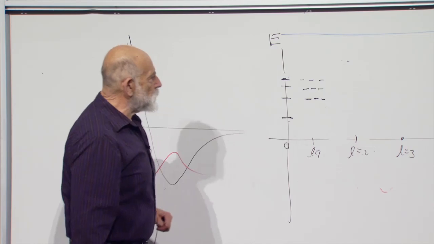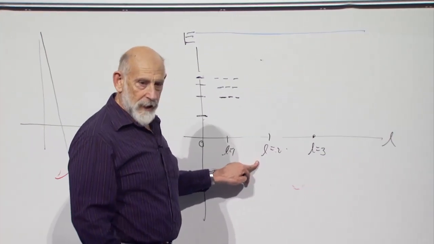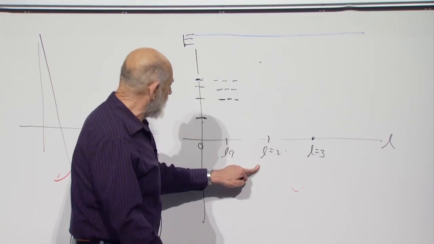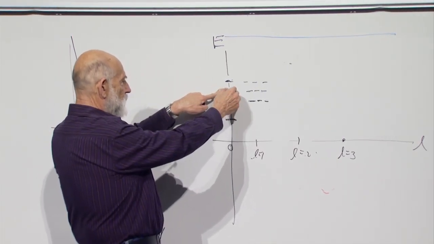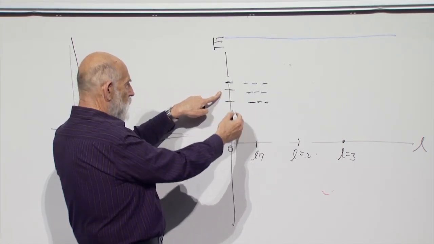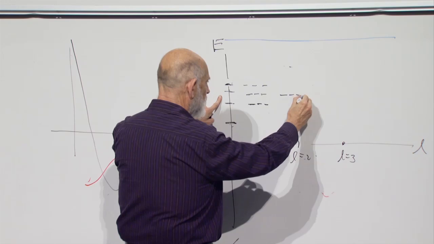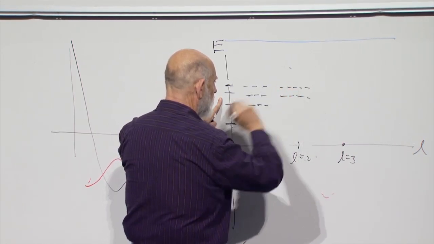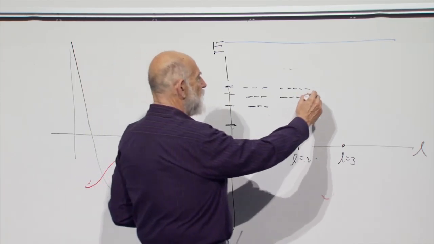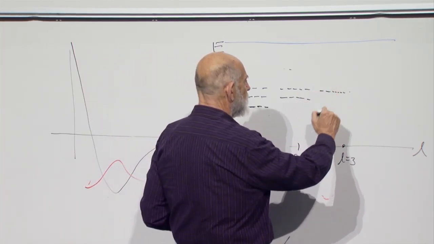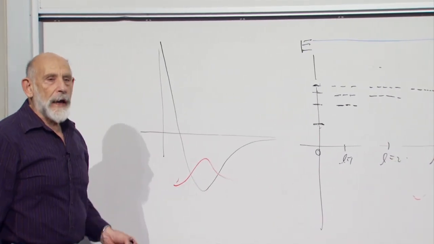Now you go to L equals 2. The L equals 2 0 node state, in other words, the lowest L equals 2 state, has exactly the same energy as, which is this now? This is no node, 1 node, 2 nodes. It's up here, and there are 5 states. 1, 2, 3, 4, 5. What about the L equals 3? The L equals 3 begins up here, 7 states. 1, 2, 3, 4, 5, 6, 7, and so forth. Right? That's the pattern, and it's an accident.